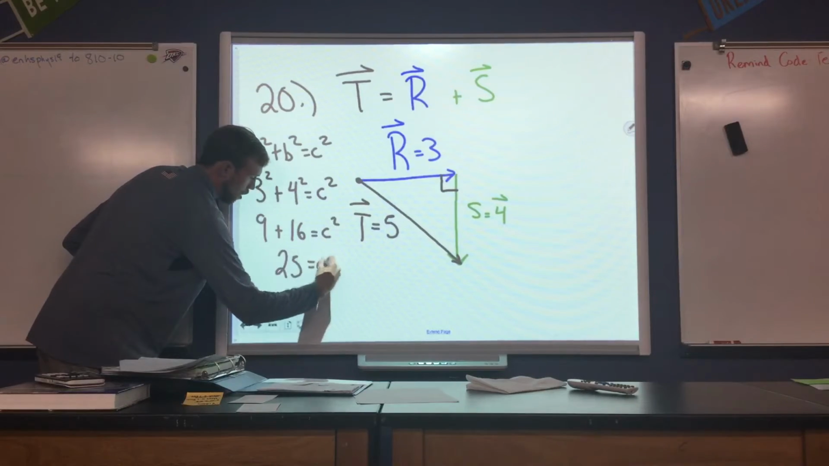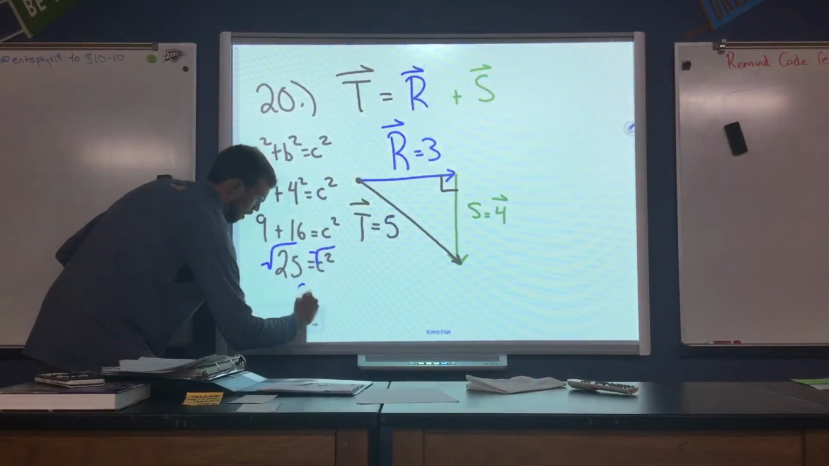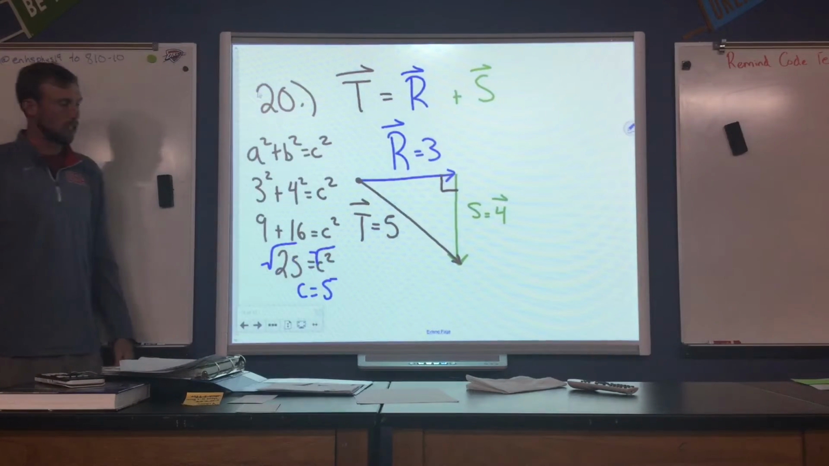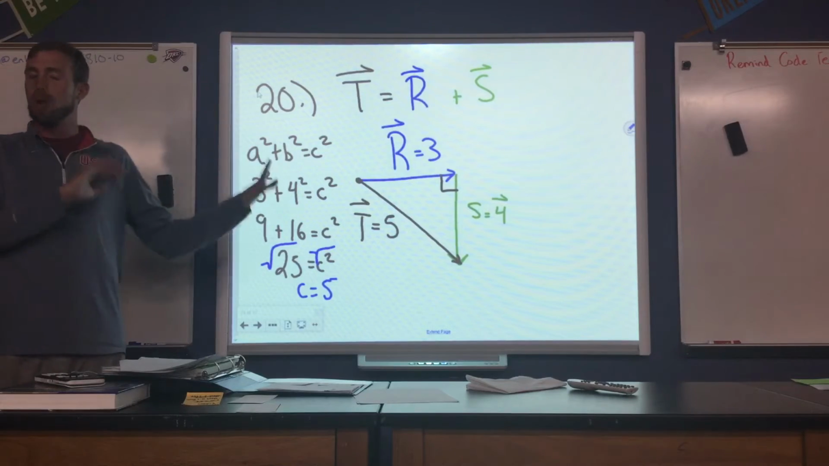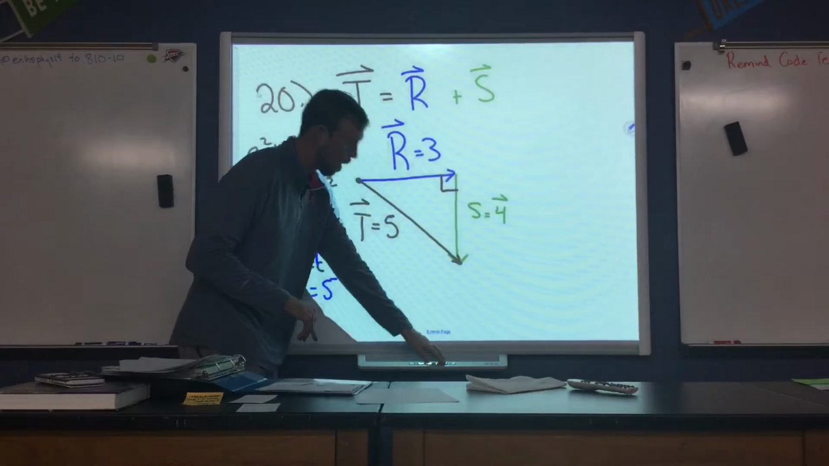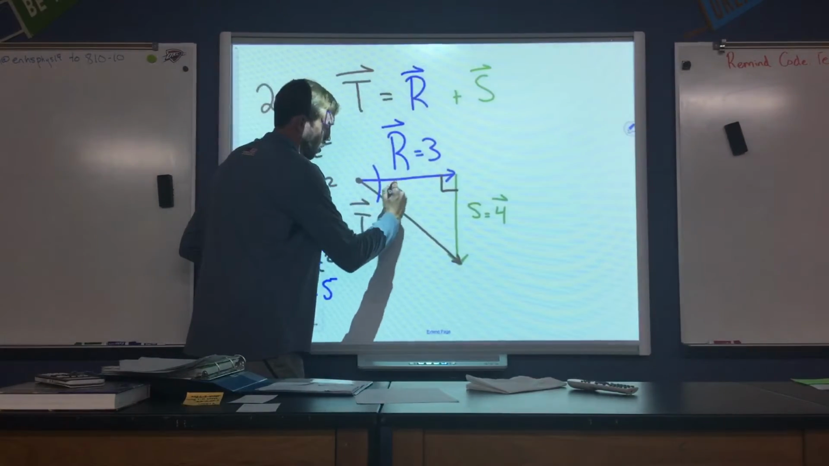Remember, this is equal to c squared. And the square root of 25 gives us a value of 5, c just being our hypotenuse, which is vector t. So again, there's the proof so that we know this is actually a value of 5. So we know our magnitude, which is one part of finding a vector. Now we need our direction, which is going to be our angle.